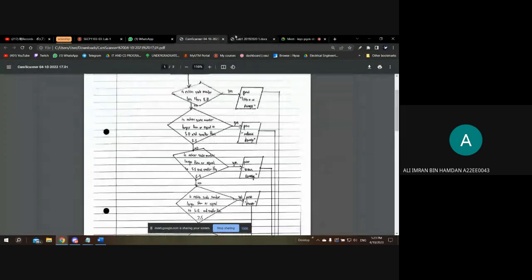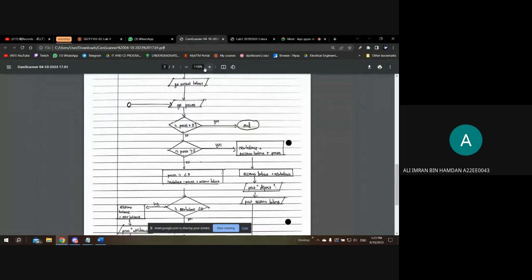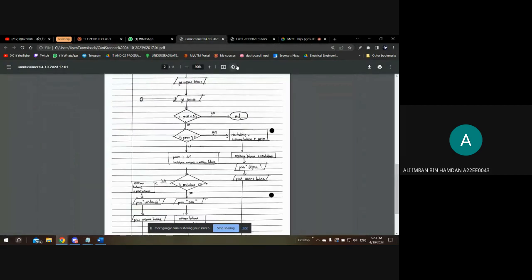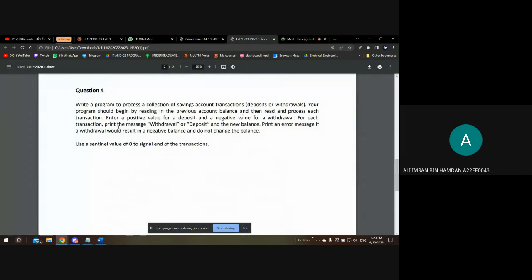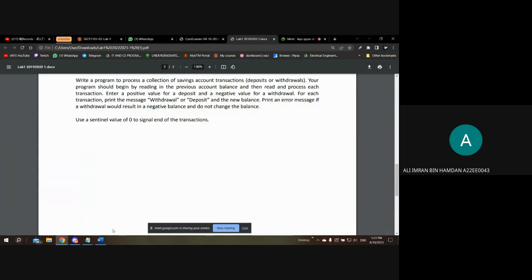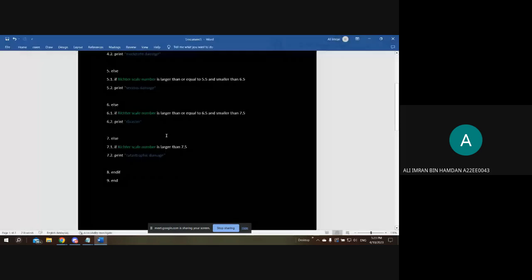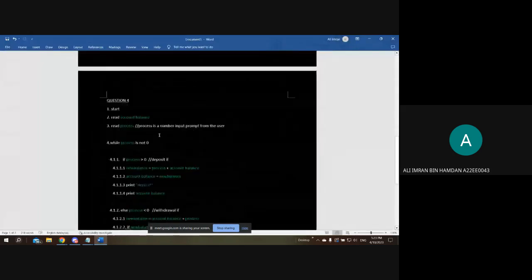So question number four is a bit complicated, but I'll try my best. Write a program to process a collection of savings accounts, deposits or withdrawals. Let's start. They ask you to begin the program by reading the previous account balance and then read and process each transaction. So I guess I can show you the beginning part of the pseudocode.